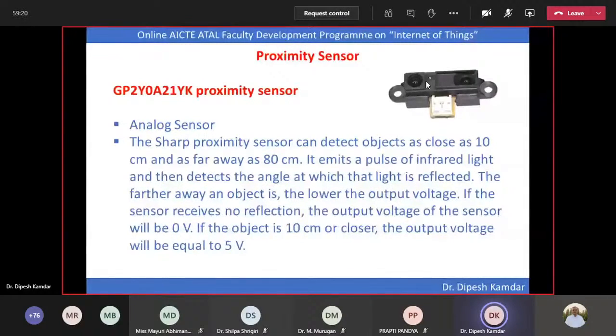Once it is reflected back, your IR receiver will sense the intensity of the light received, and how much time it consumed to travel, go, and come back. Based on that, we can find out where my object is located. Normally, these proximity sensors can be used from 10 centimeters to 80 centimeters away, meaning they identify distance from 10 centimeters to 80 centimeters.